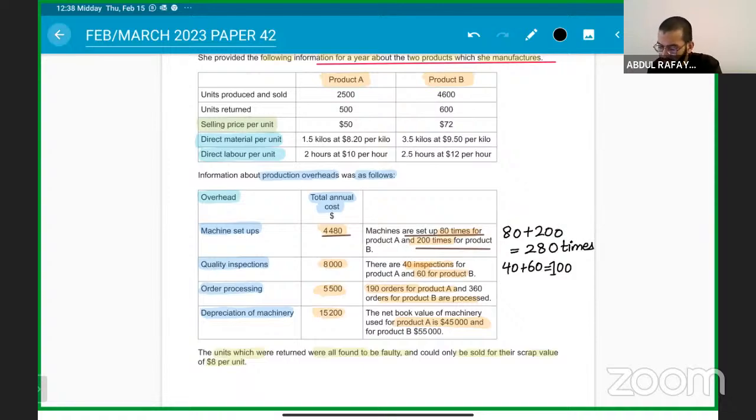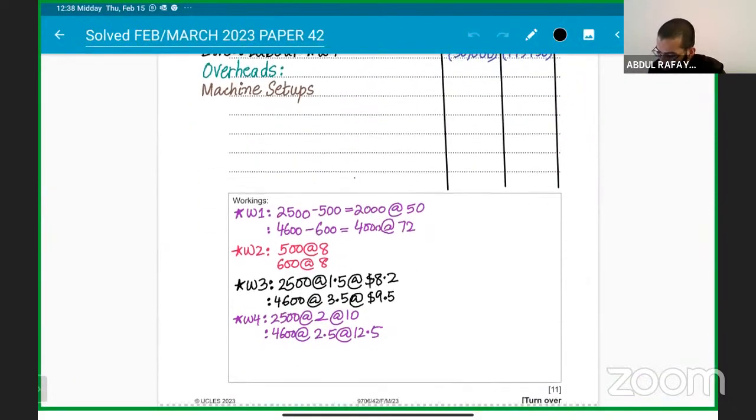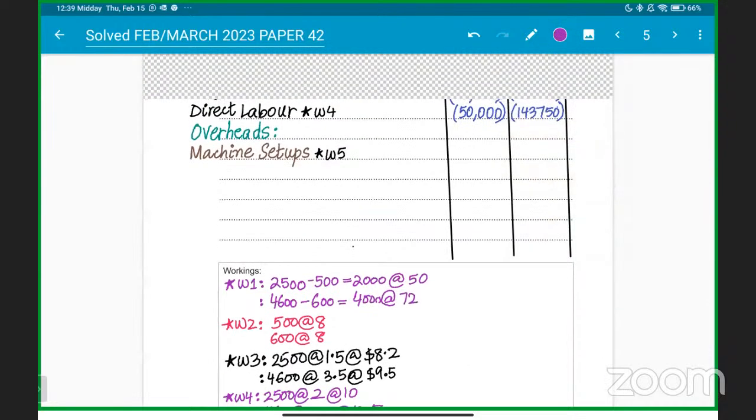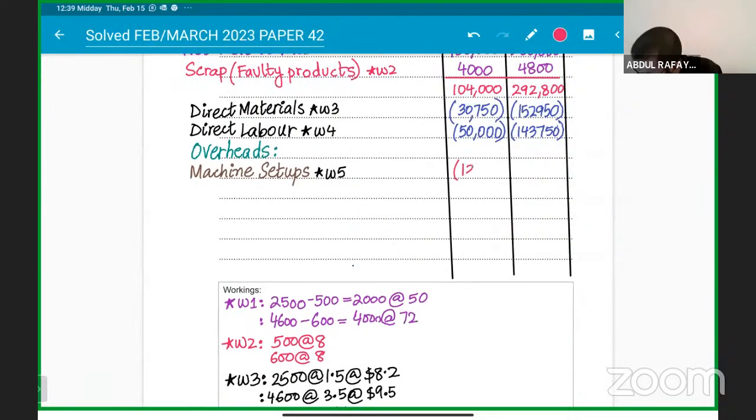Following? So, sir, if we talk about machine setup, we still have some space, so let's do it here only. Working number 5 will be 4,480, which is the total cost, right? We have 80 setups for product A, and in total 280 setups. So 4,480 into 80 divided by 280. That's how you calculate the cost for the overheads in activity based costing. It should be coming to 1,280. Getting it, students? Clear? Following? Yes. Hello, let me know. Got this clear? Should be crystal clear. Okay, so we got 1,280 as the overhead cost for product A.